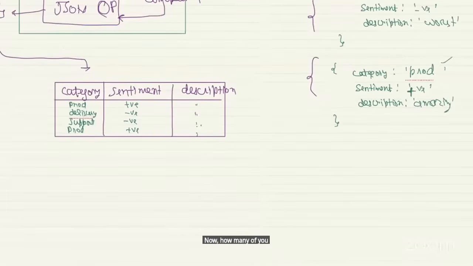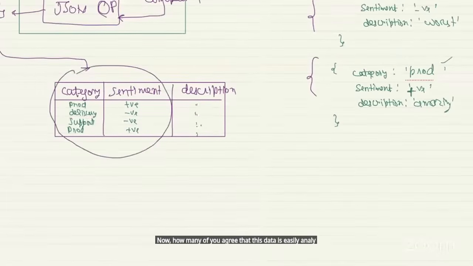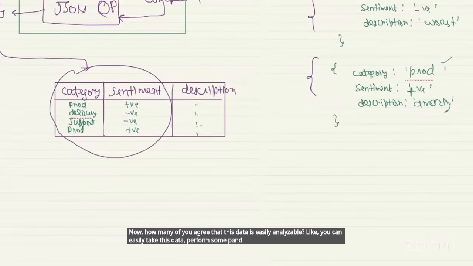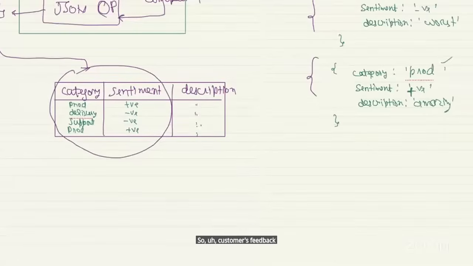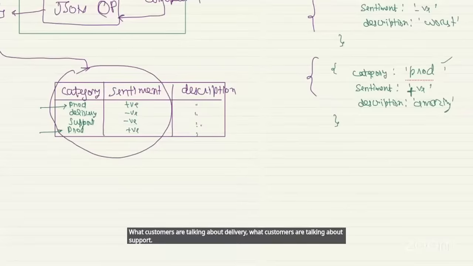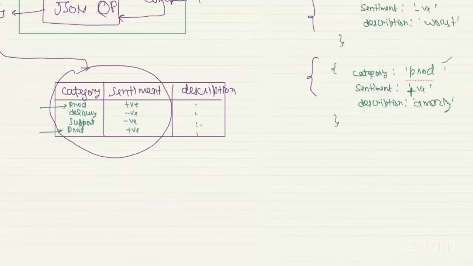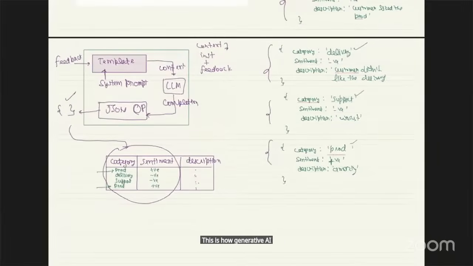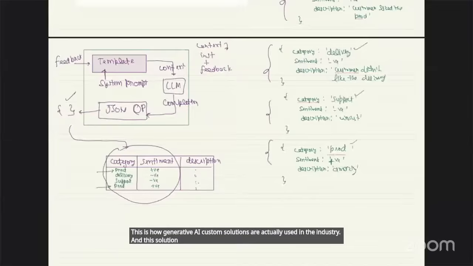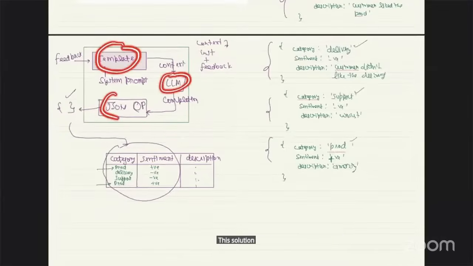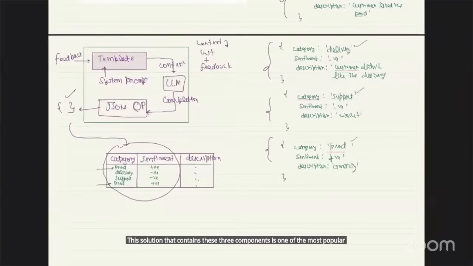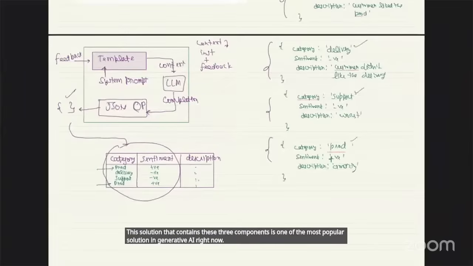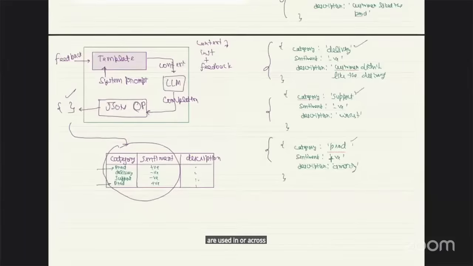Now, how many of you agree that this data is easily analyzable? You can easily take this data, perform some pandas and matplotlib operations to visualize the customers' feedback and understand what customers are talking about products, delivery, and support. Are you getting it? So this is how generative AI custom solutions are actually used in the industry. And this solution, which contains these three components, is one of the most popular solutions in generative AI right now, used across various industries.